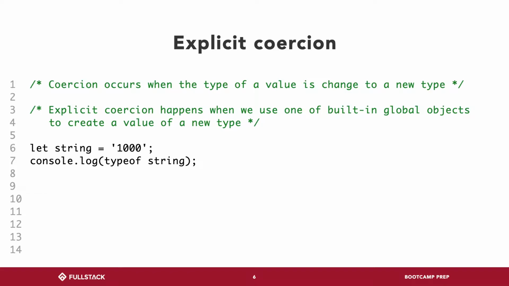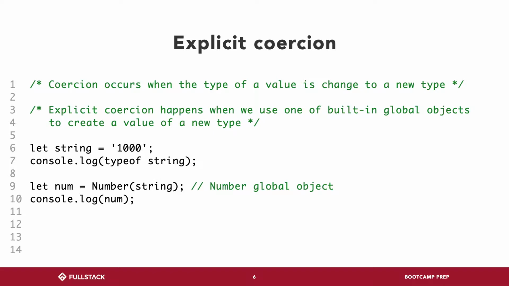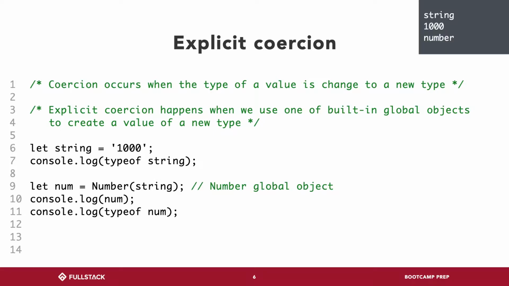So coercion occurs when the type of a value is changed to a new type. As you can see, we have the string of 1000, the string of characters 1000. Its typeof is string, but we can change it into a number. It looks the same, but its type is actually number. Cool, right?